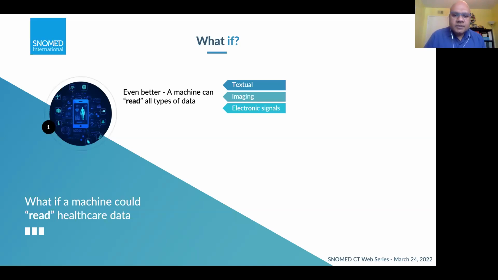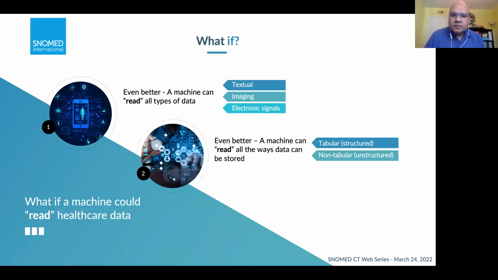Reading data means not just reading it, right? But can we read textual data? Can we read imaging data? Can we read signals, such as a CT scan, which can be converted into a signal, right?